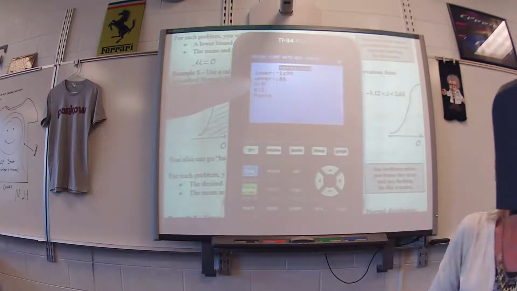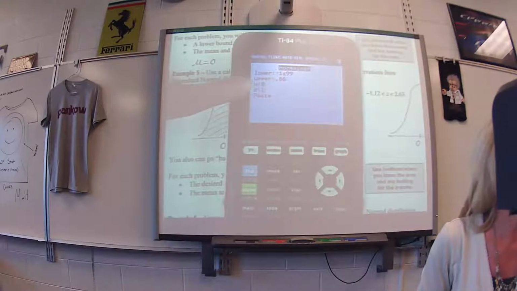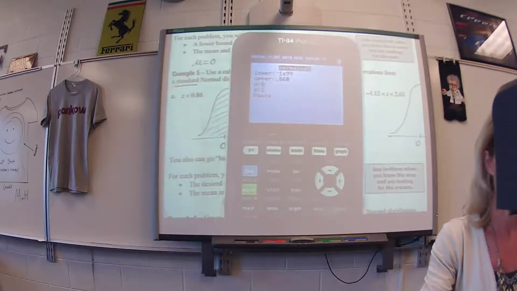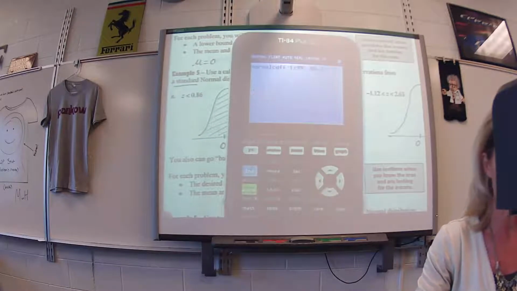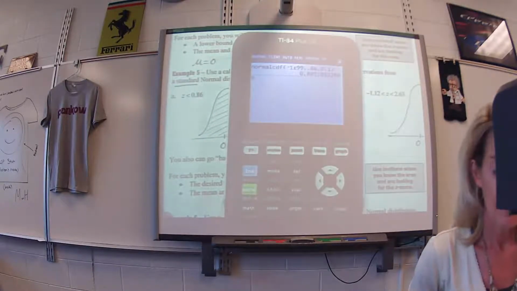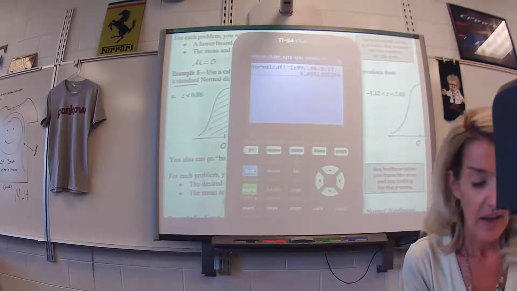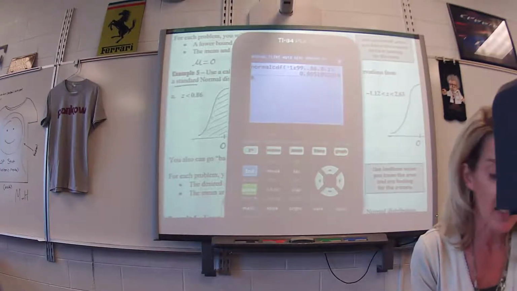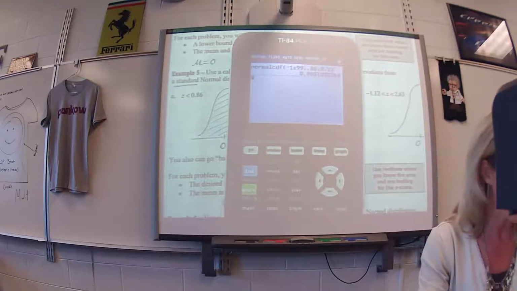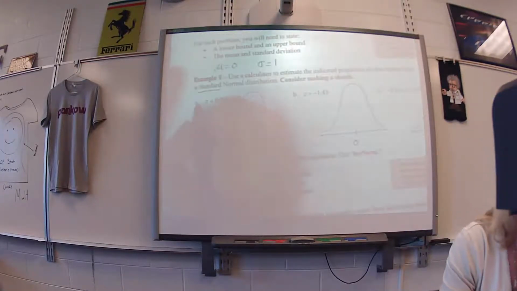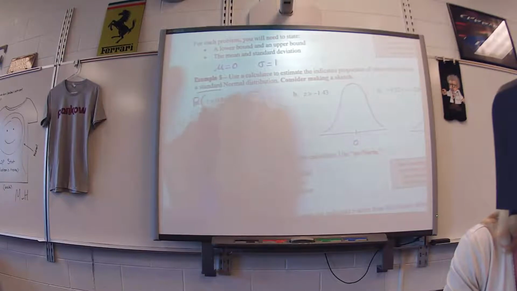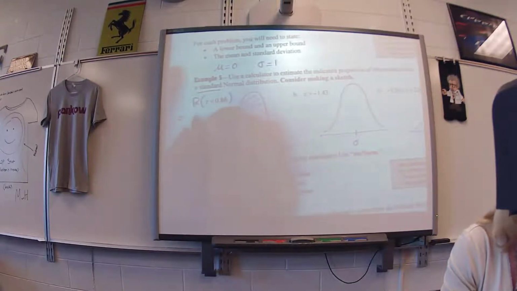You'll notice the calculators are pre-programmed. Look what they default to. Even they know mu is 0, sigma is 1. So you can just arrow through all that. You'll notice you get a lot of decimal places. Go to 4 decimal places so it matches our table. So 0.8051.